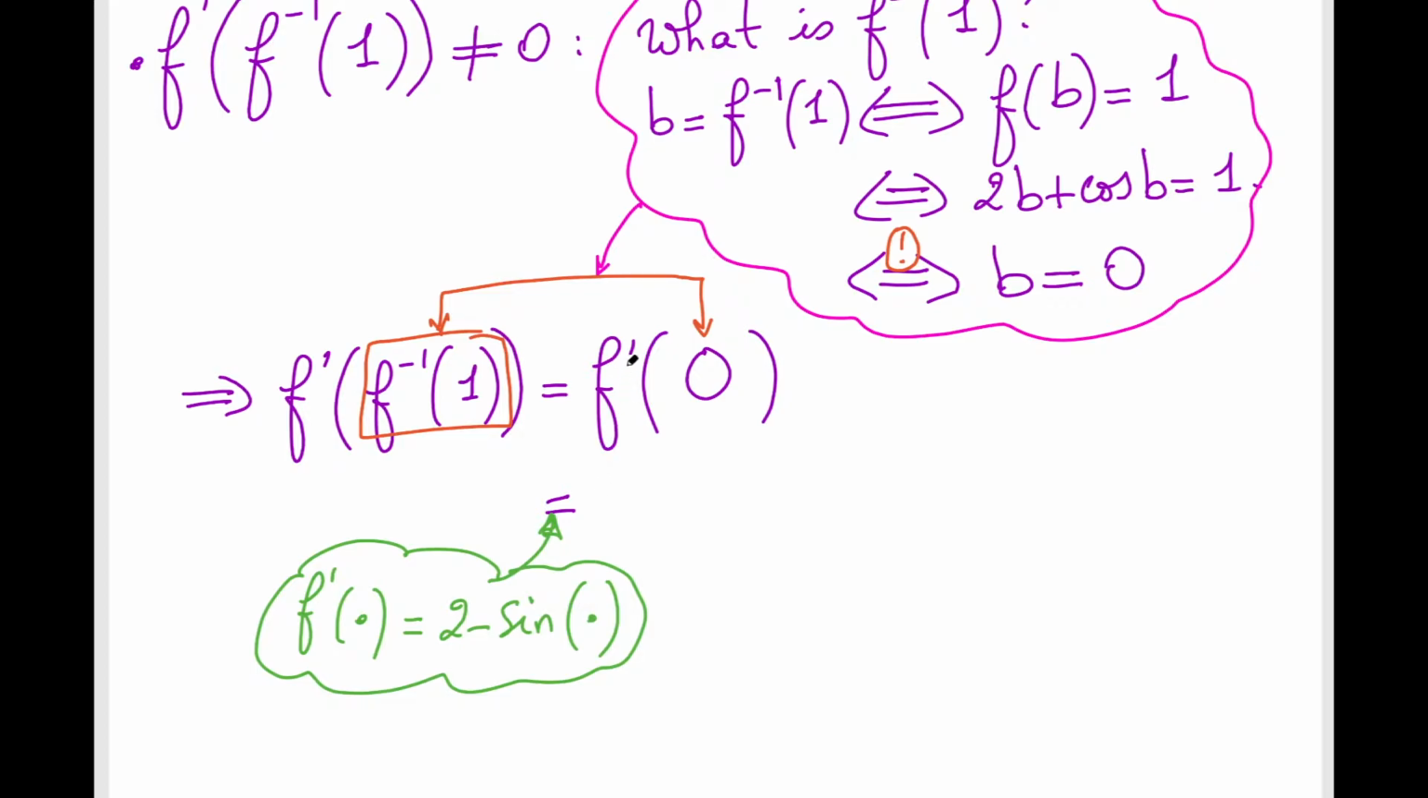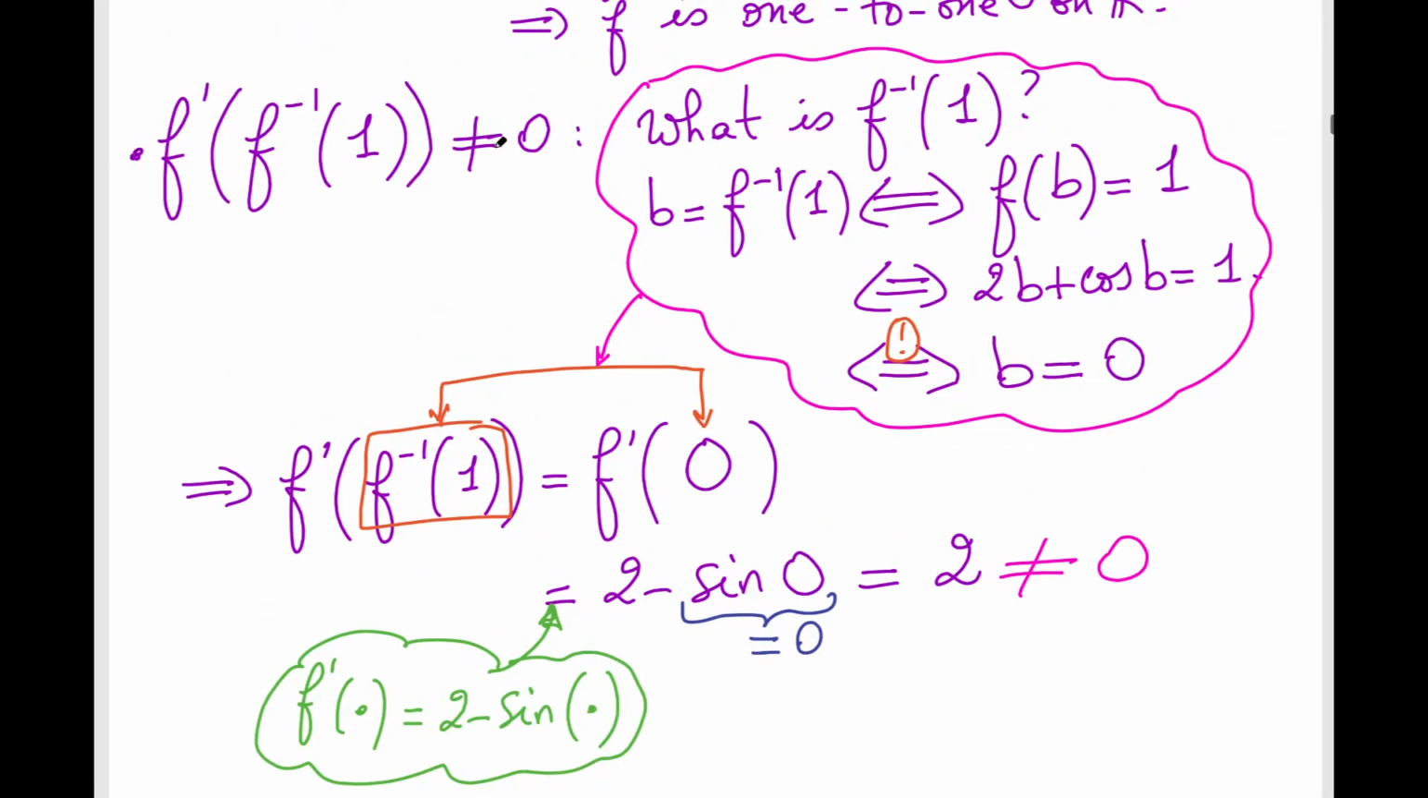All right, and so f prime of 0, who's going to take the role of the bullet? It's the 0. So f prime of 0 would be 2 minus sine of 0, and sine of 0 is 0, right? So 2 minus 0 is 2. So it's not 0, right? That guy is not 0.